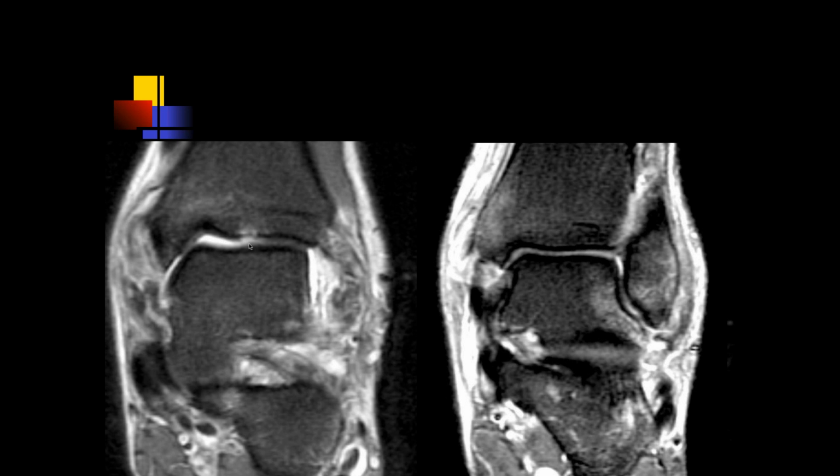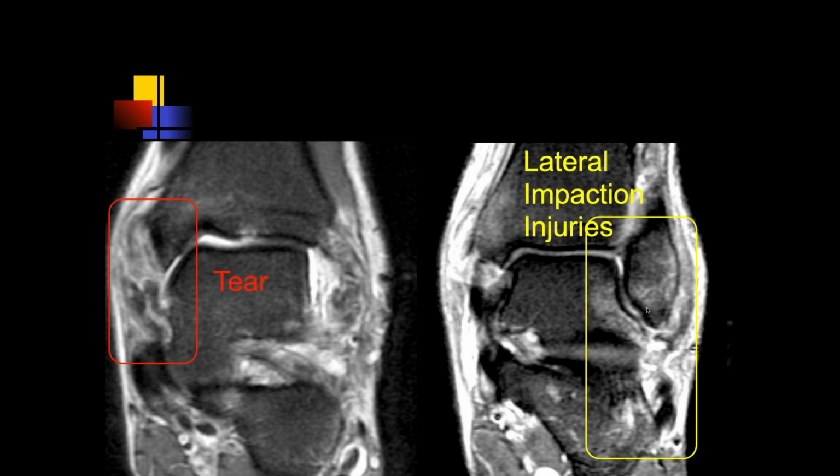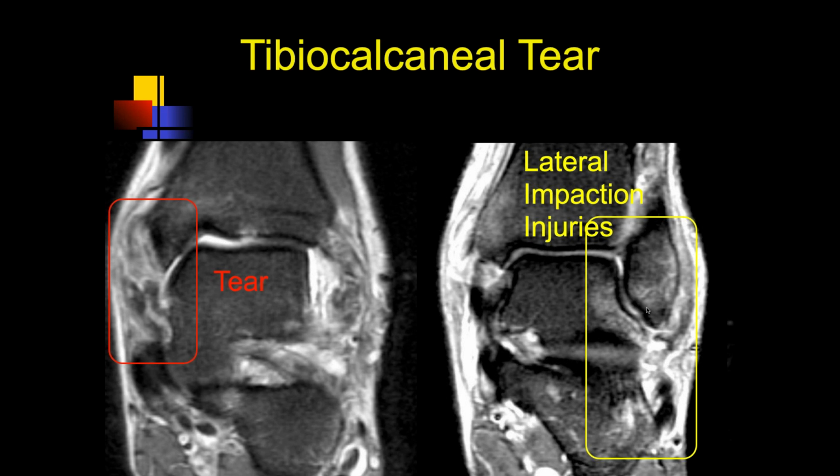And there's an osteochondral lesion along the tibial plafond, and also some osseous contusions on the lateral tibia and fibula, or sorry, talus and fibula. So this was a tibiocalcaneal tear. It also tore the deep deltoid and a SCR.